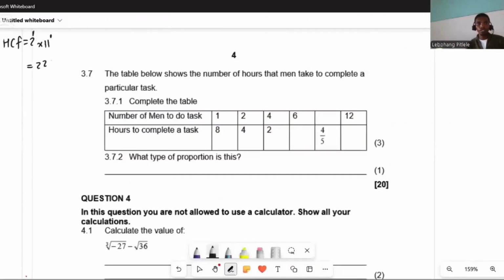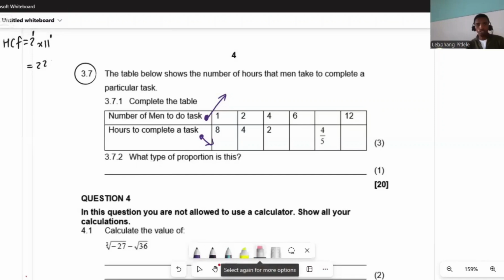For 3.7, they're saying the table below shows the number of hours that men take to complete a particular task, right? Again, we have two variables. Looking at this variable, this part, is it ascending or descending? It's ascending, right? So it goes up. And then hours to complete, are they ascending or descending? Descending. So which proportion is this one? Indirect proportion.